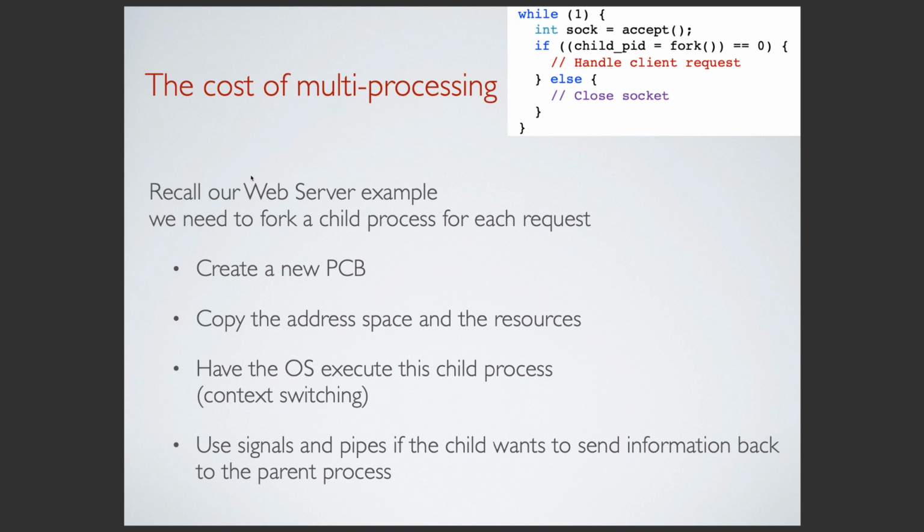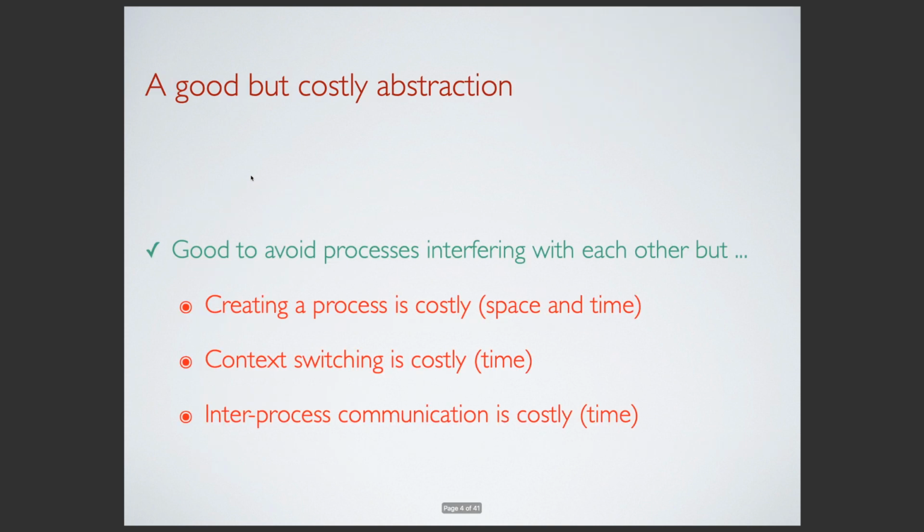Okay, and here it's not in the circle, but now if we want the child process to also communicate back to the parent process, we need to use signals and pipes. All of that is very costly, actually. Okay, so it's good because the processes are not going to interfere with each other. Every time we copy the context and the stack and so on. But creating a process is costly. Switching the entire context is also costly, and communication as well.